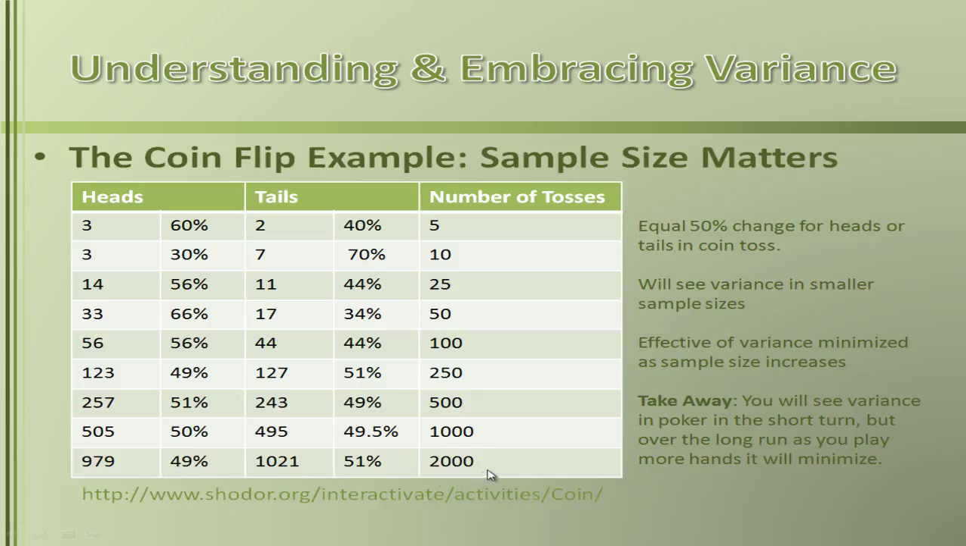So what this shows us is that if we look at a small sample size, we're going to see variance magnified, but as we increase the sample size, it's really going to be diluted, and we're going to minimize the effect of variance, because over time, as the sample size increases, odds take place, and we know that 50-50 in the long run is going to take place. And you're noticing this at 250 samples or more in this coin flip scenario.